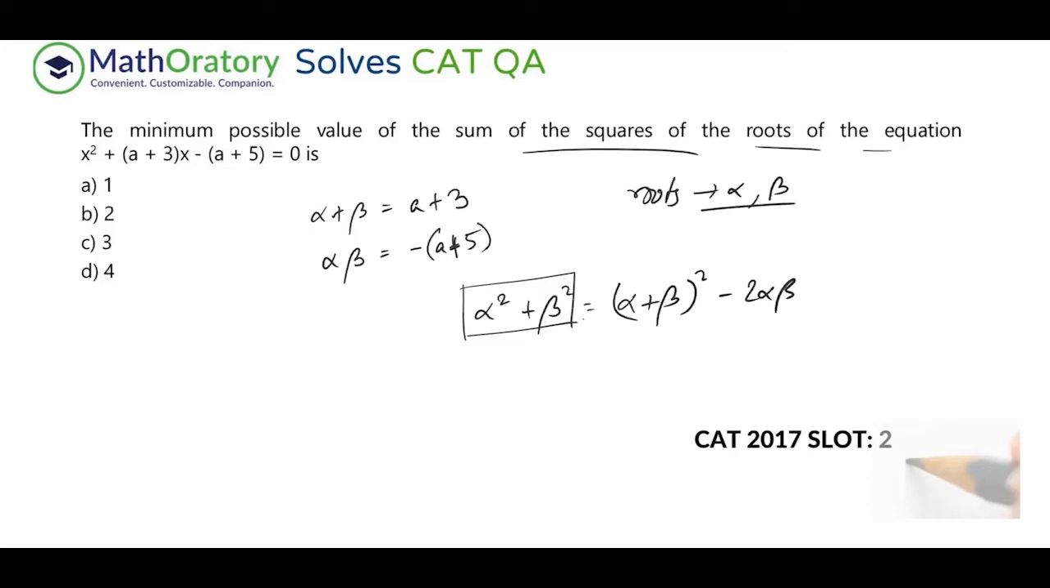So just substituting the values here. We know that alpha plus beta is a plus 3, so this becomes a plus 3 whole squared. And minus of a plus 5, so this is plus 2a plus 5. Just quickly evaluating this, you get a square here. You get a 6a from this and a 2a from here, so that adds up to 8a. And also you get a 9 here, 3 square that is, and 2 into 5, 10 here. So that is 19, right?